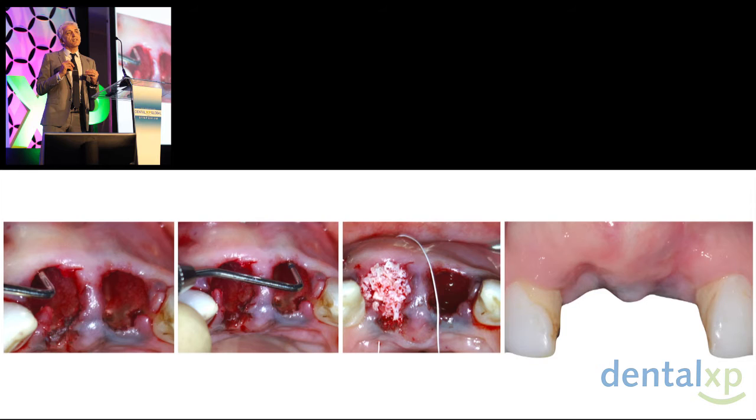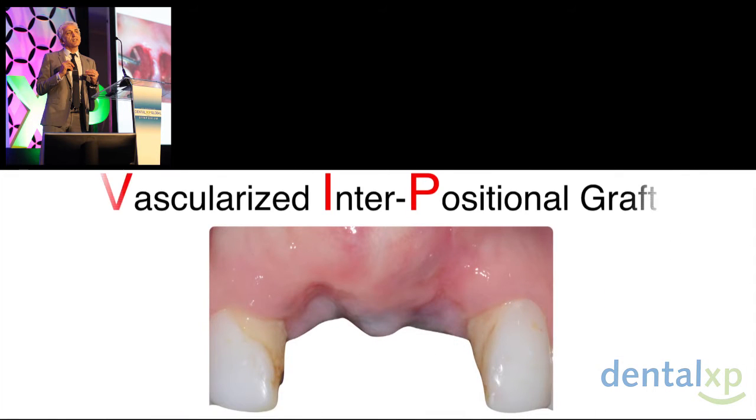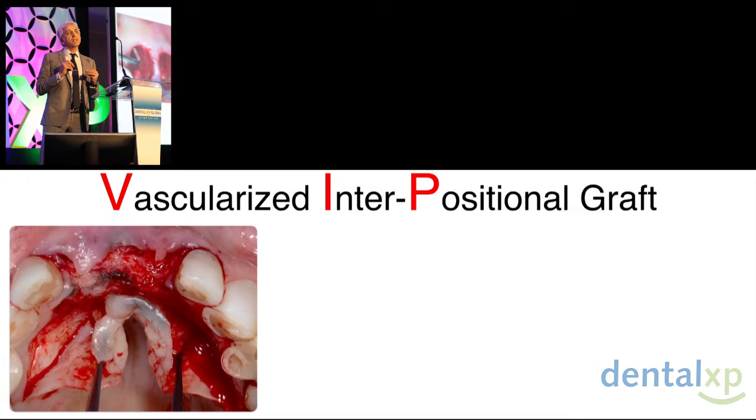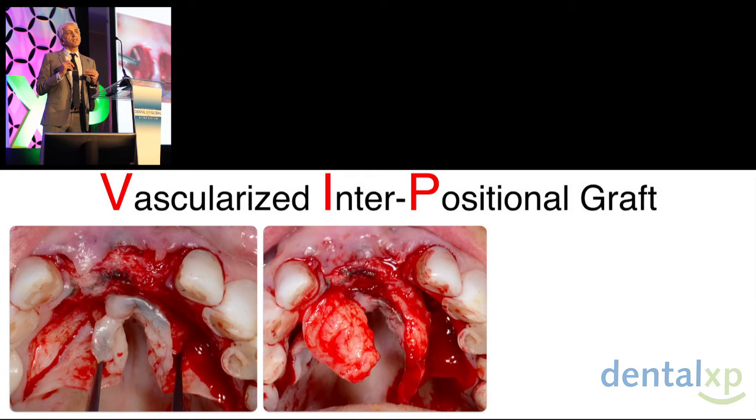Now, the technique that I use when I have significant deficiencies, my biggest weapon, is called the VIP graft, or the vascularized interpositional graft. This is the one that can give you massive amounts of soft tissue. The technique involves making a partial thickness dissection of the palatal mucosa and then harvesting the palatal tissue, but with a pedunculation, so that the anterior portion of this graft is attached and remains vascularized.